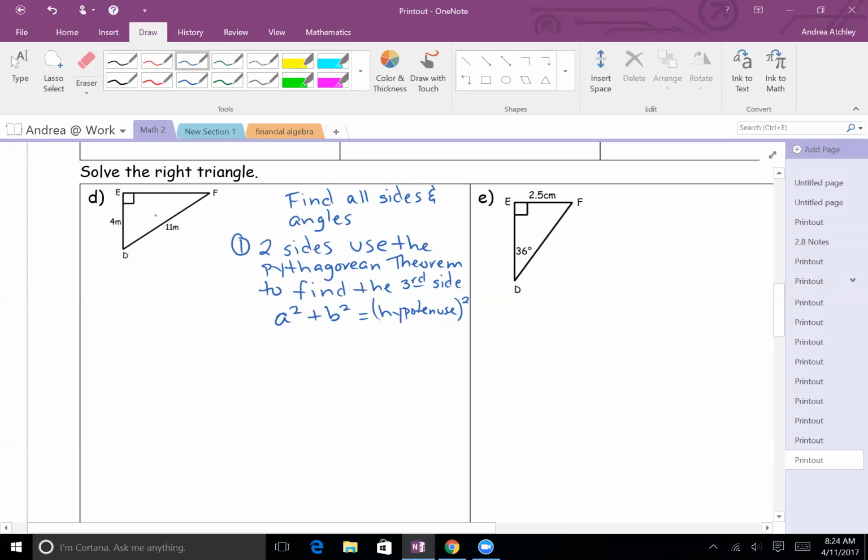Okay, so this is the hypotenuse. That's all I really care about at this point. EF is what I'm looking for. I'm going to put an X there. So I have 4 squared plus x squared equals the hypotenuse squared, which is 11 squared. If you do not have it equal to 11 squared, you will not get this right. So that's the key, is you need to have it equal to the hypotenuse squared.